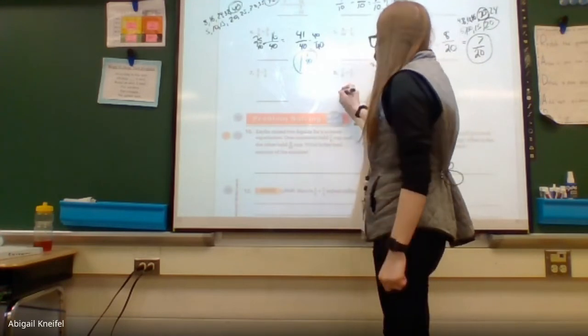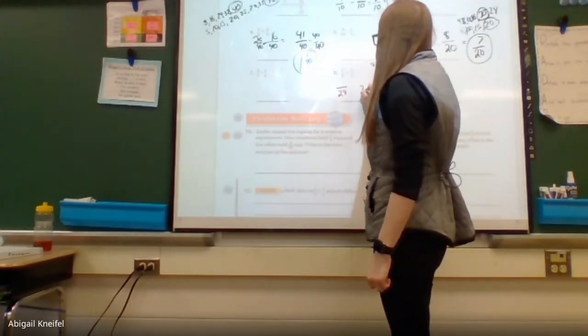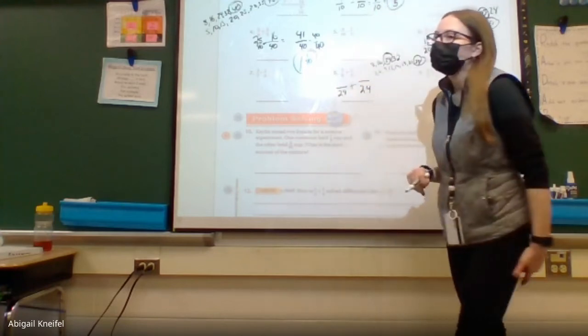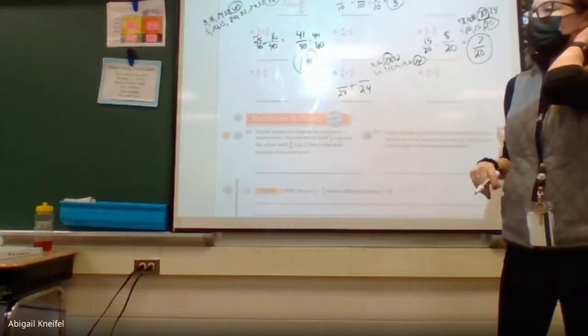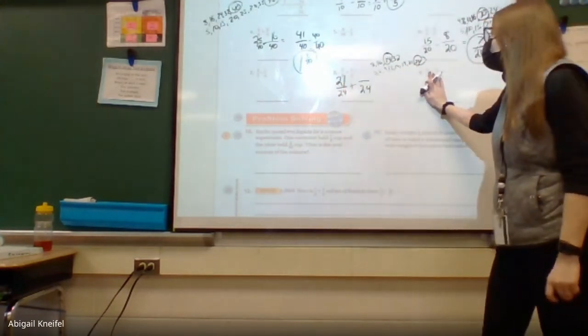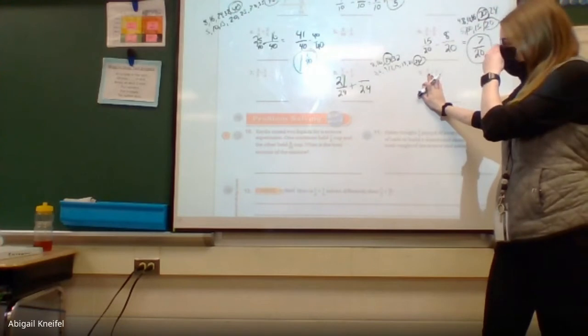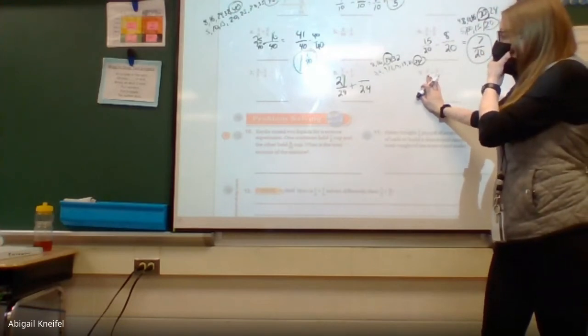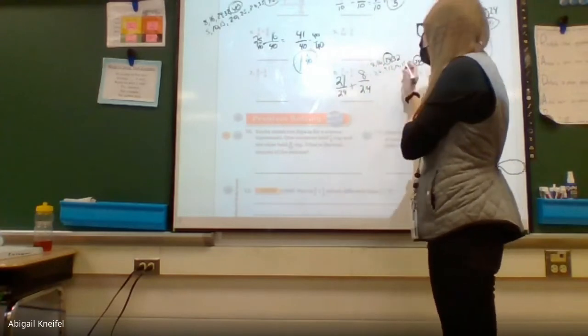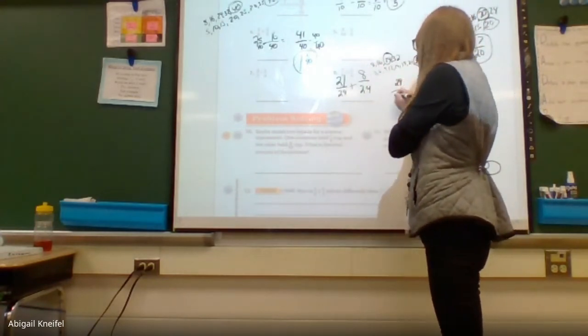I'm going to write my new denominators. How many times did I multiply 8 to get to 24? 3 times. And what is 3 times 7? 21. How many times did I multiply 3 to get to 24? 8 times. 8 times 1 is? 8. 21 plus 8 is 29 over 24.